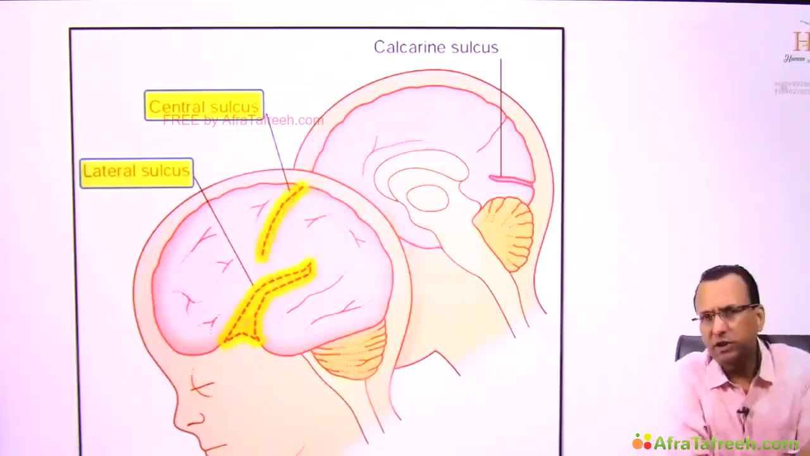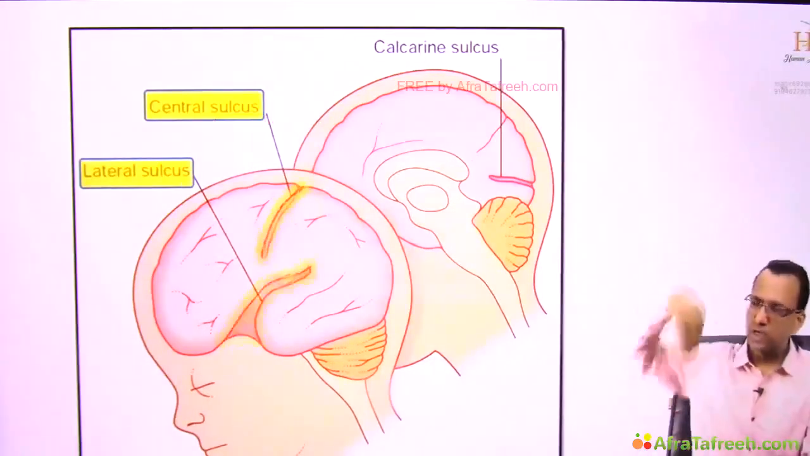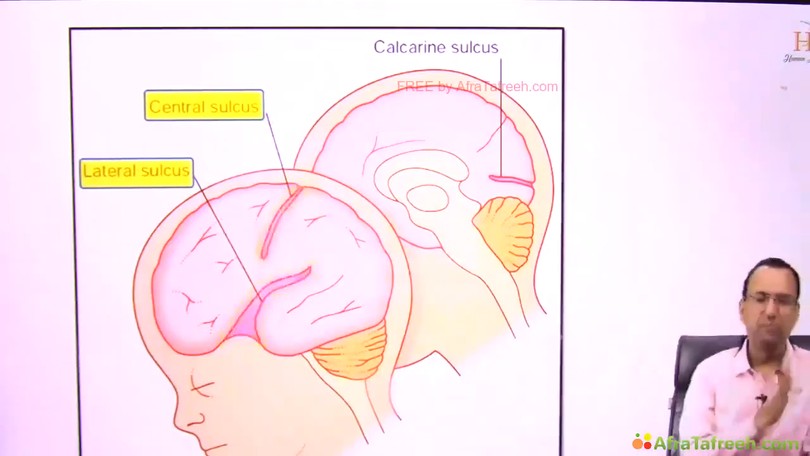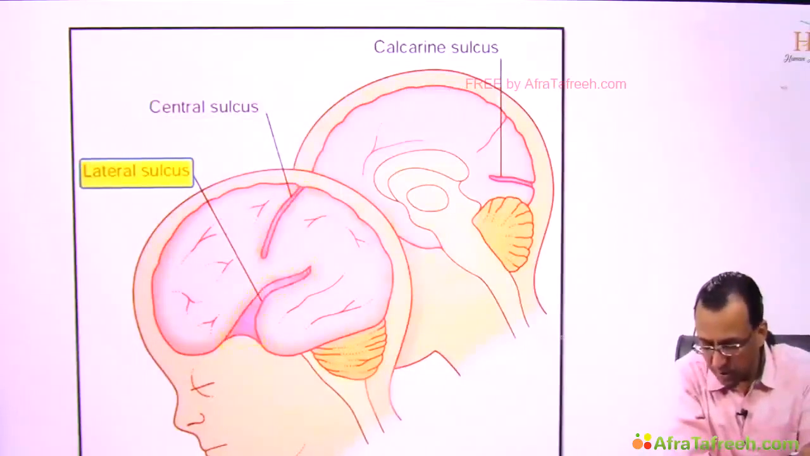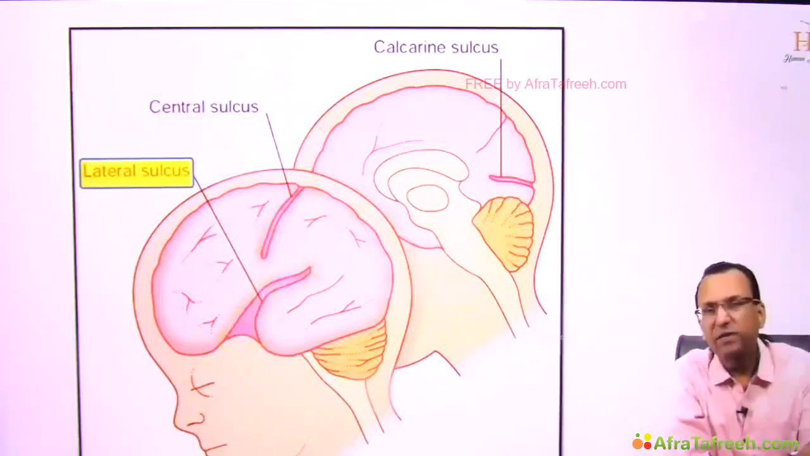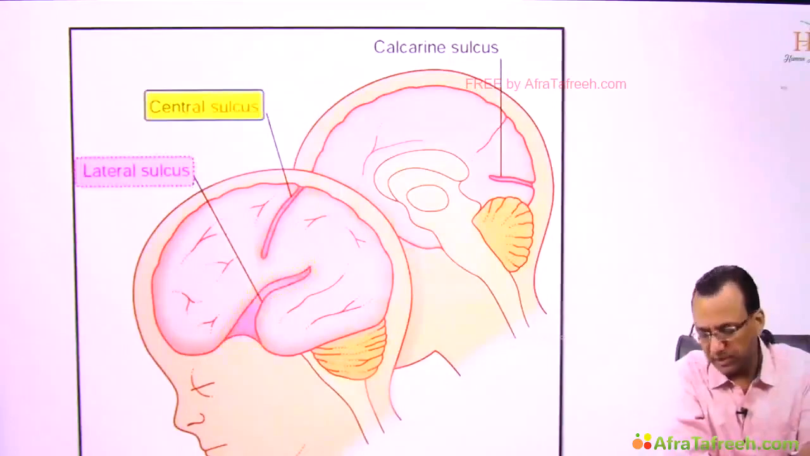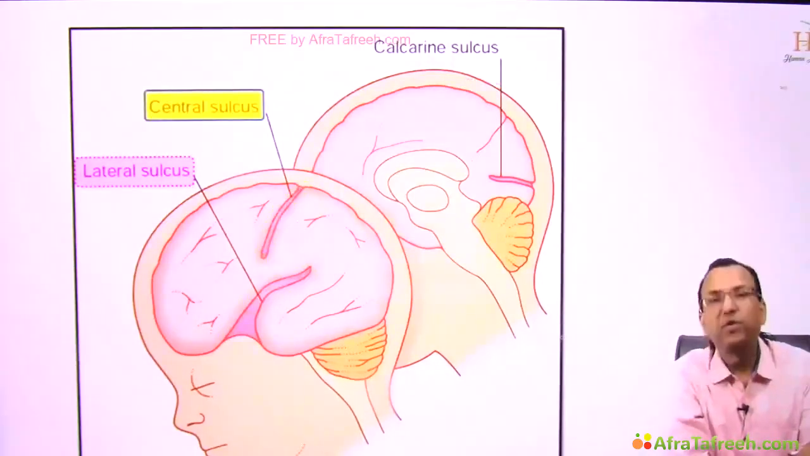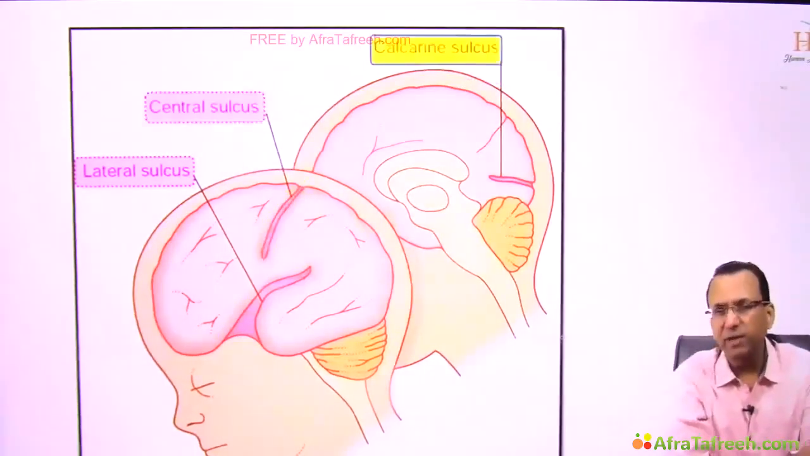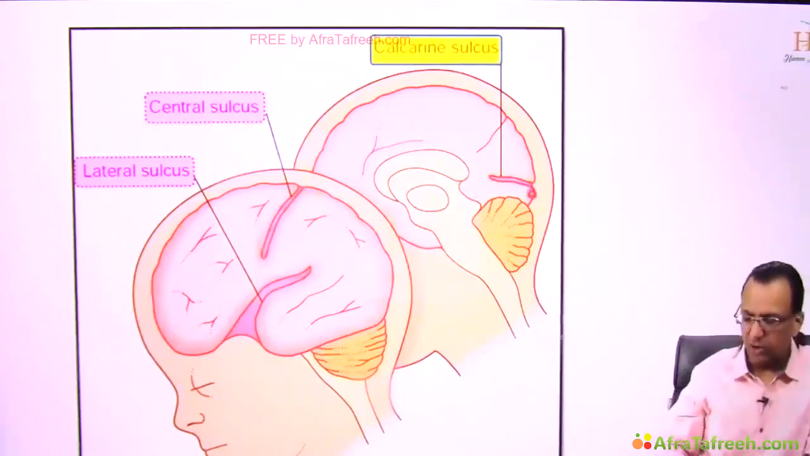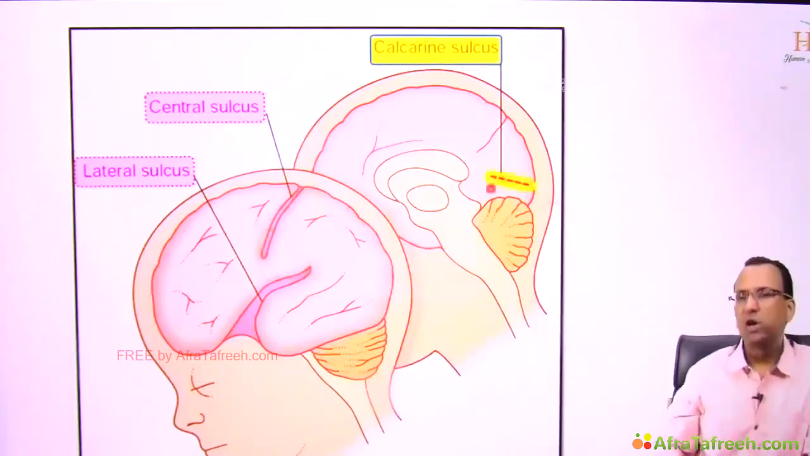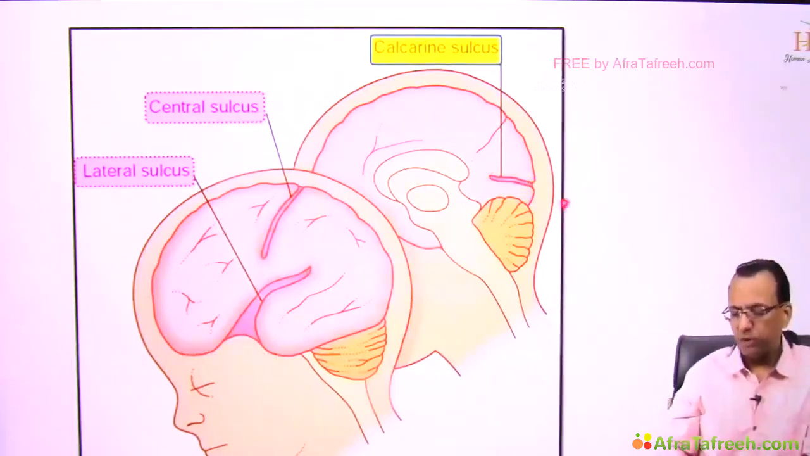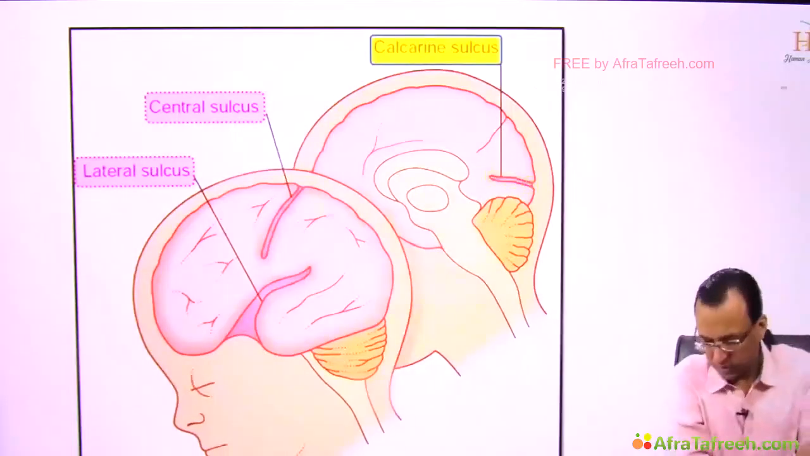Why do you need sulcus? To increase the surface area of cerebrum. That is the purpose of developing sulci. And what is on the medial side then? See, on the lateral surface, you see lateral sulcus and also the central sulcus. But if you look from the medial side of the cerebrum, there is the calcarine sulcus. And on the medial view of the cerebrum, when you see calcarine sulcus, that is the area where you have the occipital visual cortex. So we'll continue with that.